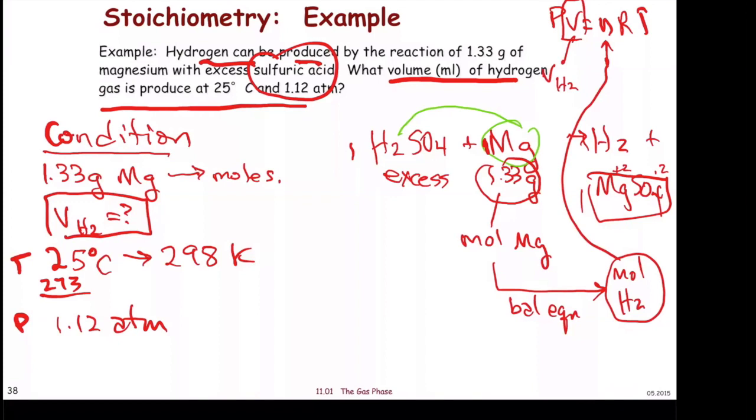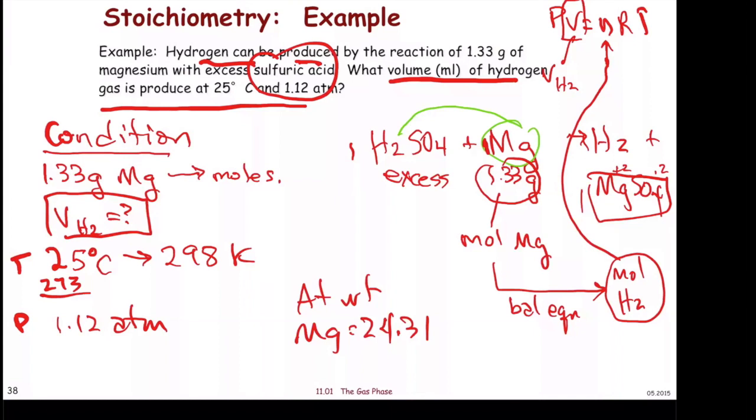Remember that the atomic weight of magnesium, let me just write that down so that you guys can see. The atomic weight of magnesium, right, it's about 24. It's 24.31. So the atomic weight of magnesium equals 24.31.